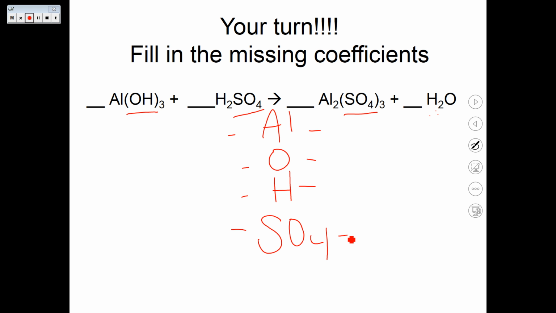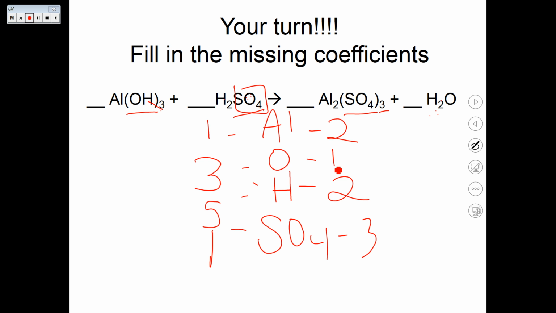So for aluminum, I have 1 aluminum. For oxygen, I have 3 oxygens from here, and I am not going to include the oxygen from SO4 because I'm going to include that when I balance with my SO4s. For the hydrogens, I have 3 hydrogens here plus 2 here. That gives me 5. And for my SO4s, I have 1 SO4 here, so I'm going to count that as 1. On my product side, I have 2 aluminums. How many SO4s do I have? I have 3. I have 2 hydrogens and I have 1 oxygen.